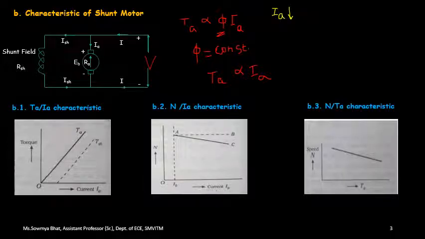If the armature current gets reduced, since torque is in direct proportionality with the armature current, even Ta should get reduced. If I consider heavy loads, if the load is increased, even the value of armature current will increase and the armature torque will also increase.